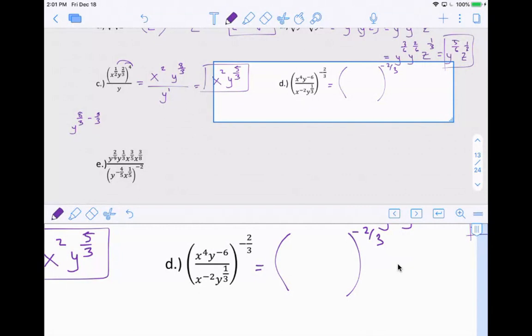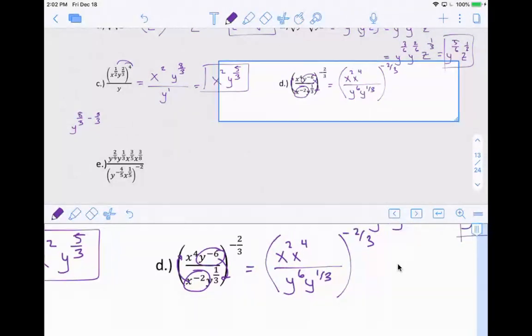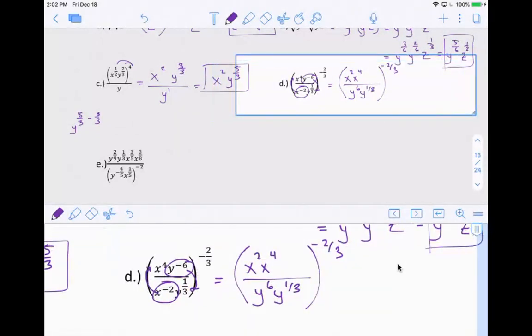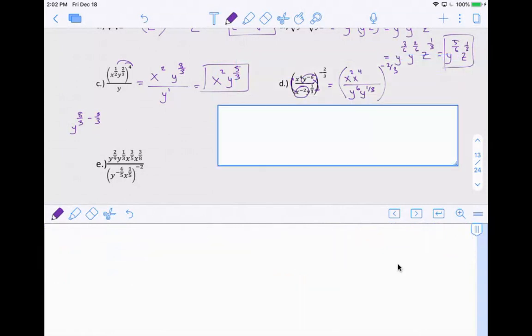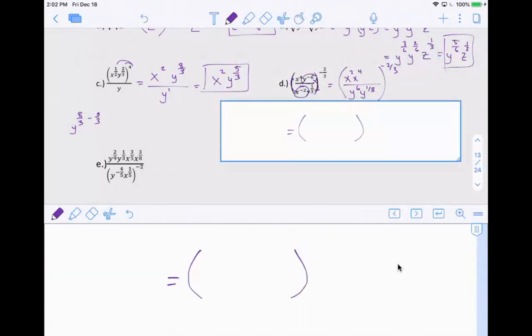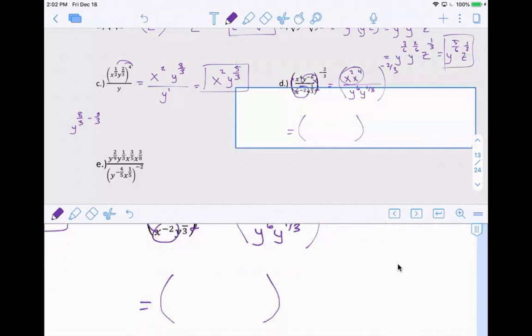If I were to take the negative 2 on the bottom here and move it to the top, I get x to the 2nd, x to the 4th. Same thing here, move it to the bottom. y to the 6th, y to the 1/3. Because that's what the negative exponent says. It says flip the side, right? And so now I'm here, I see some stuff I could combine here, x to the 6th.